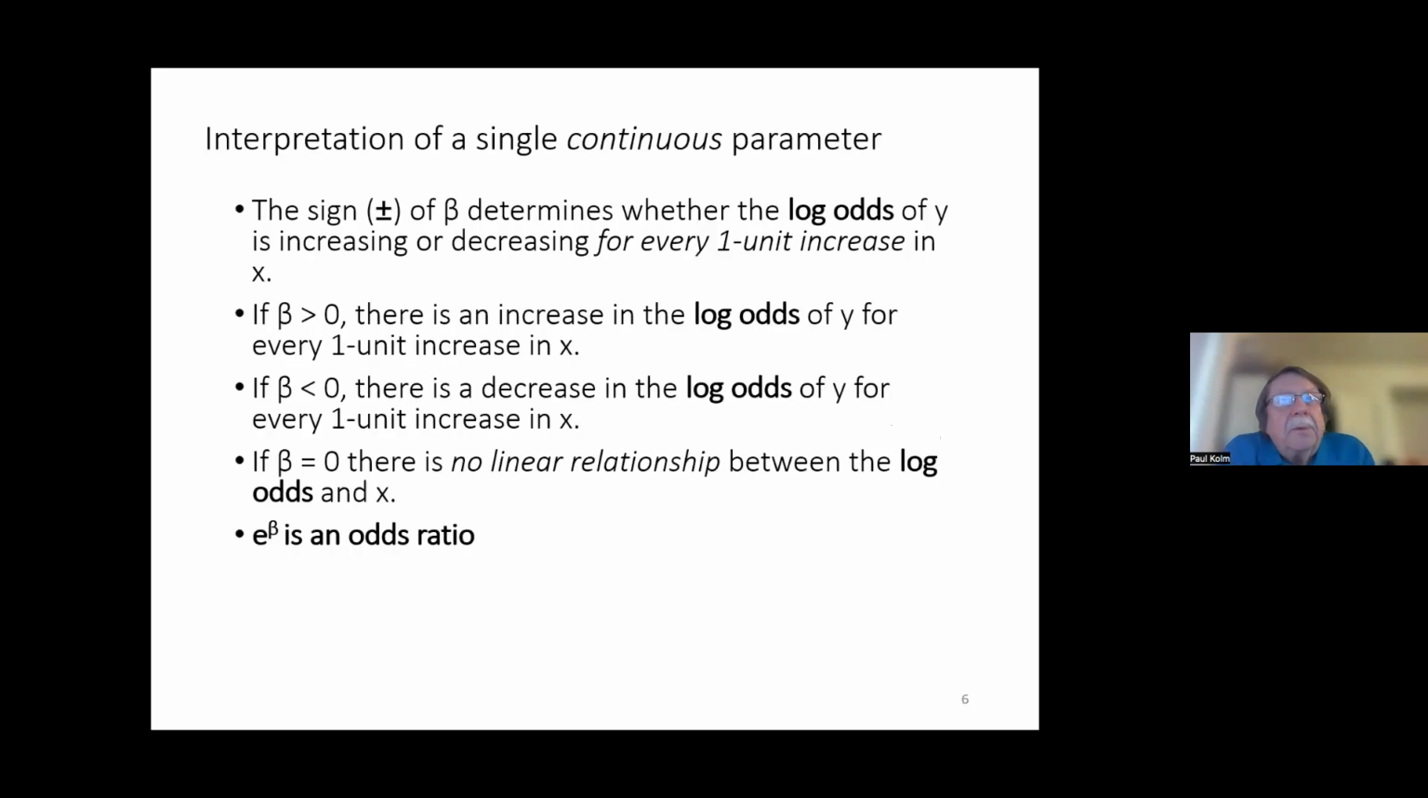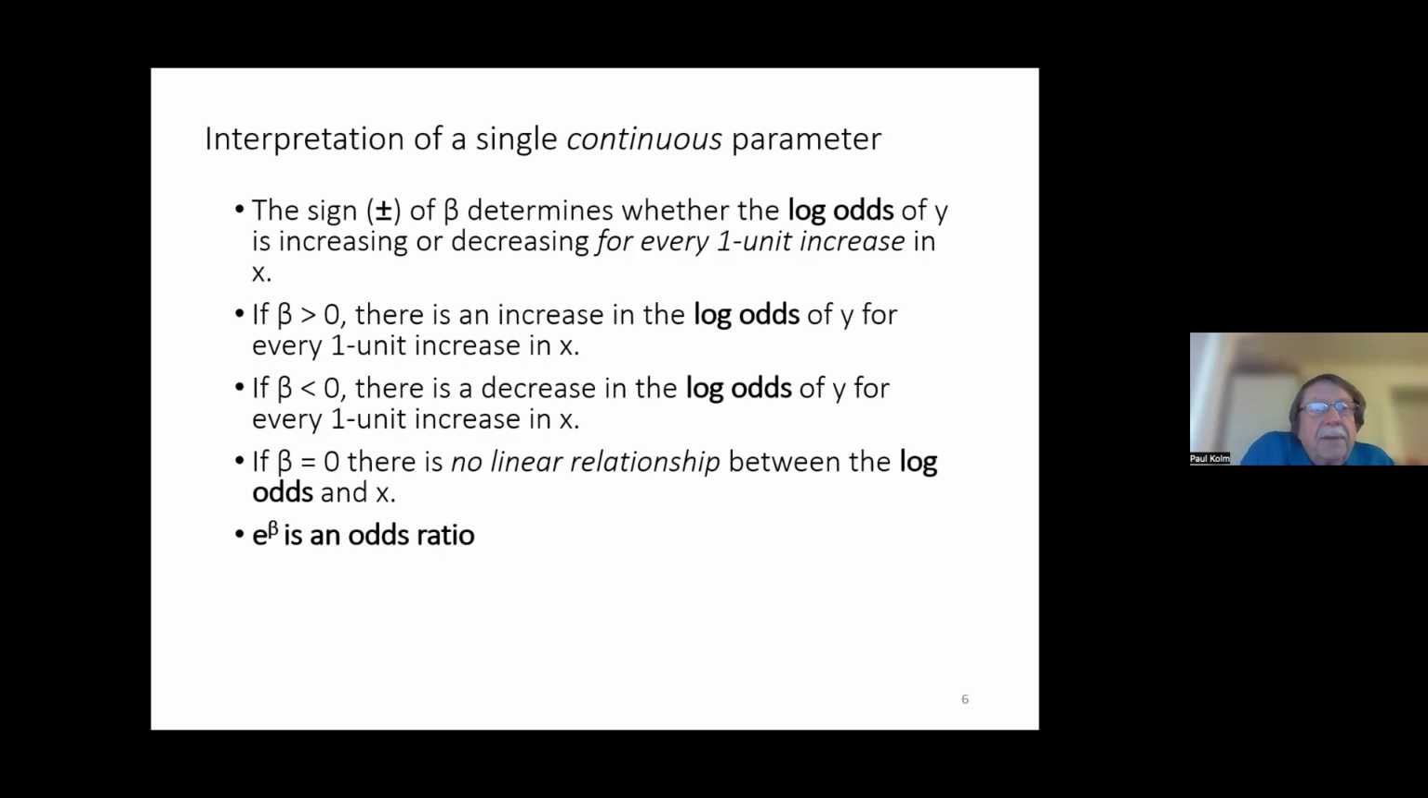So the way we interpret this is just similar to regular linear regression, that the sign of the regression coefficient can be either positive or negative. And so that indicates that the log odds of y is increasing if it's positive, or if the regression coefficient is negative, decreasing for every 1 unit increase in the predictor or the independent variable. And so if our regression coefficient is greater than 0, then that indicates an increase in the log odds. And if it's less than 0, then it's a decrease in the log odds.